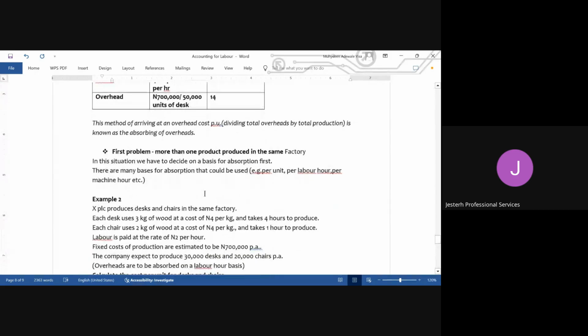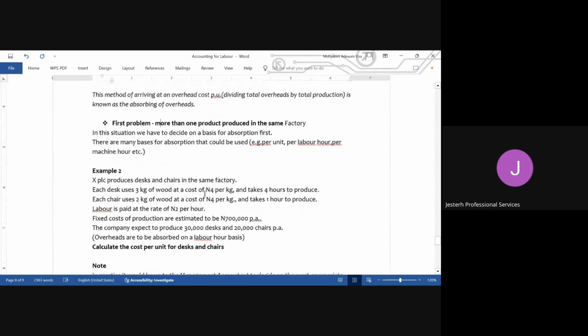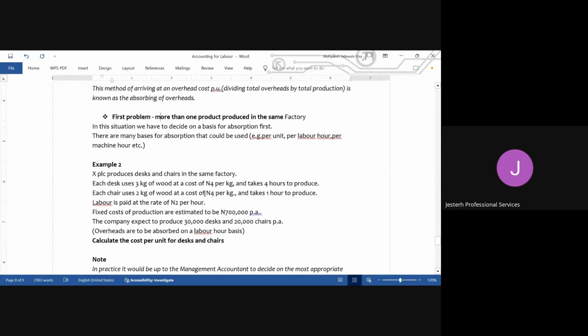Now, let's move to this next one that talks about, if an organization has more than one product, how are they going to absorb these overheads? The second question: PLC produces desks and chairs. You can see they are not producing only desks alone. They are producing both desks and chairs in the same factory.